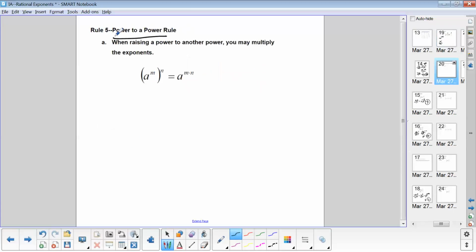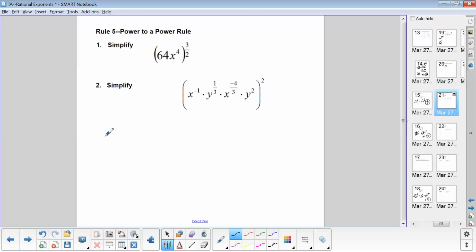Now here's that power to power rule. Anytime you're raising an exponent to a power, as we noticed in some of the previous work, you get to multiply those. So here on part A, or number 1, I've got 64, and it's actually to the first power. So you're raising it to the 3/2 power. So 1 times 3/2 is 3/2. X to the 4th power times 3/2. So what you get is 64 to the 3/2 power times x to the 12/6 power, and 12/6 is 2.